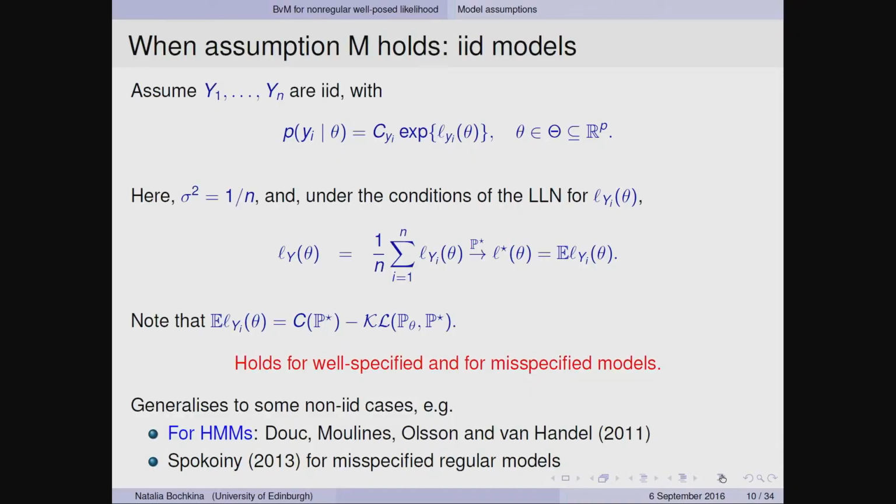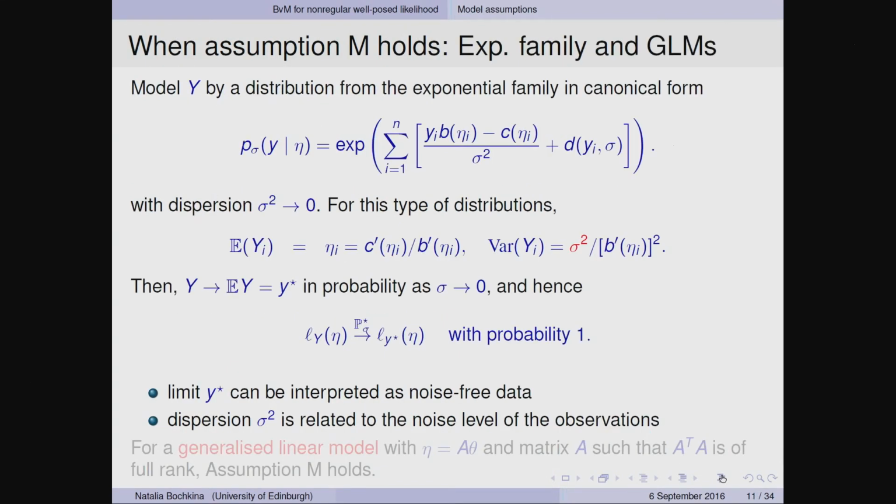And again, there is interpretation for other cases, for HMMs, and I think that's exactly the definition Spokojny uses in his non-parametric setting. And then this also works for exponential family with dispersion parameter sigma squared. In this case, this corresponds to the Poisson setting I introduced in the beginning. And here the variance is proportional to sigma squared. So if we take sigma going to 0, we have this limit. Effectively, the log likelihood converges to the log likelihood at the true noise-free data.